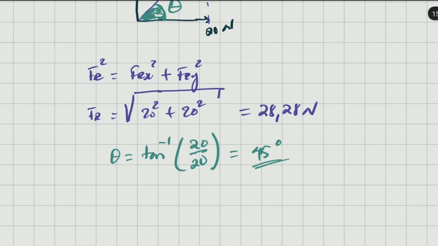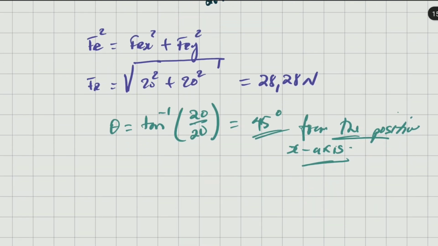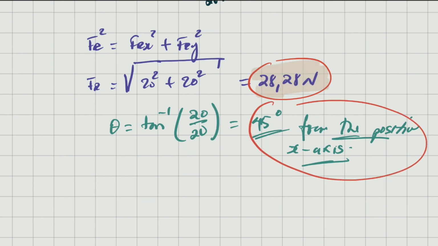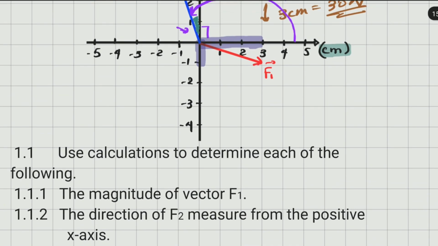Now, what is the direction? 45 degrees from the positive x-axis. Remember, from the positive x-axis, it means anti-clockwise from x. This here means that this angle is from the positive x-axis. That will be the direction. Okay, and then this question is done. Now we have here the magnitude of the vector, and then we have at the bottom here the direction of that vector. So this question is done. It was not that bad, guys. It is really not that bad. You just have to read very carefully.